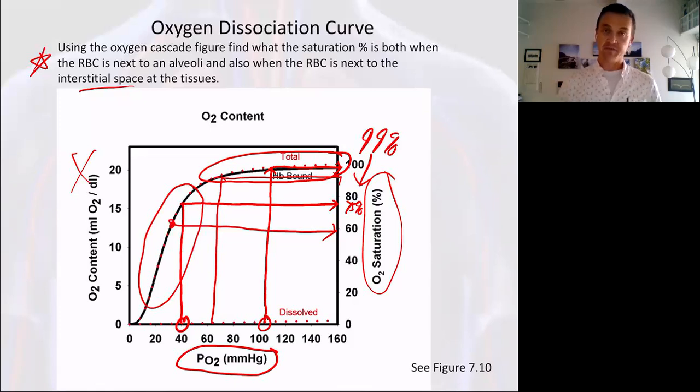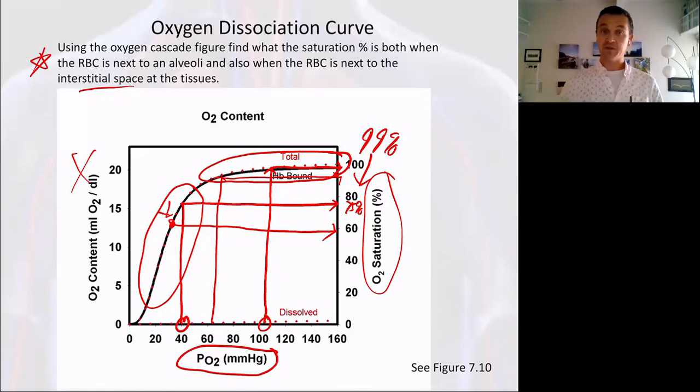So that steep part is very beneficial because anytime we're using more oxygen, we're going to decrease the amount of oxygen in the mitochondria, which, as we backtrack, decreases the amount of oxygen in the interstitial space. And that is going to result in a lot more oxygen being dropped off.